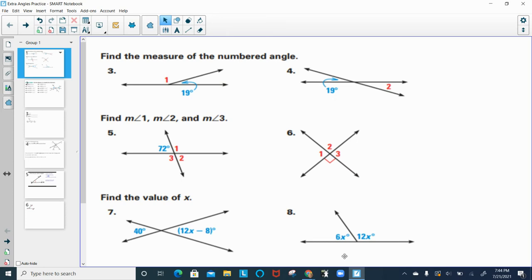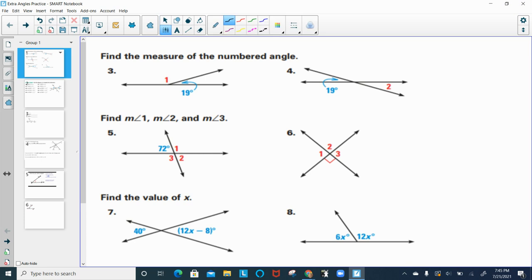Okay, at the end of the last video, we had these 1, 2, 3, 4, 5, 6 problems. What I'm going to do is go through them, make sure that you got everything correct, and if you didn't, make changes in your packet.